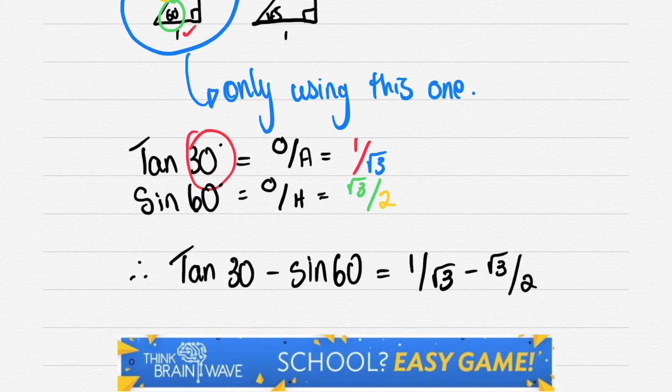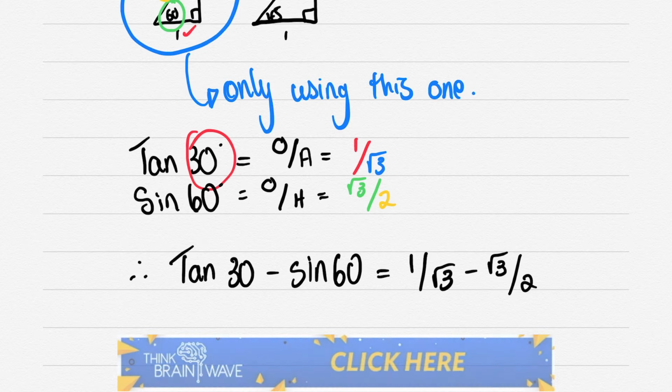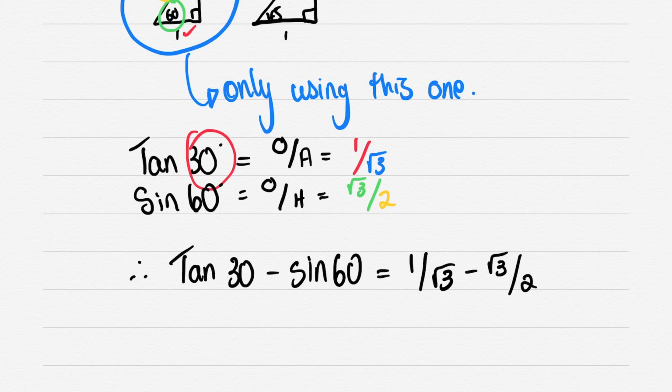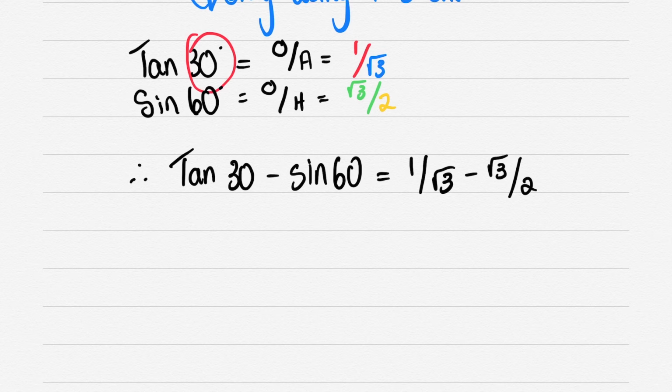We've got tan 30 minus sine 60. We've got 1 over root 3 minus root 3 over 2. Well, what are we going to do? I'm thinking we need to find a common base. I'm seeing a root 3 and I'm seeing a 2, so I'm thinking we multiply both terms by 2 root 3, both the 1 over root 3 and the minus root 3 over 2. So let's write 1 over root 3 minus root 3 over 2.